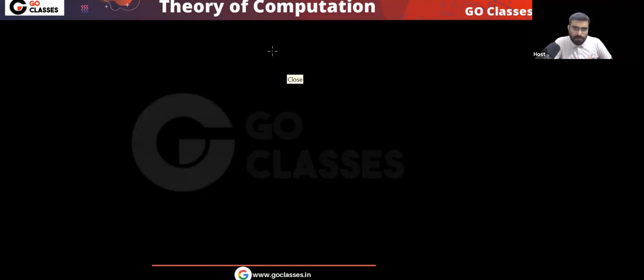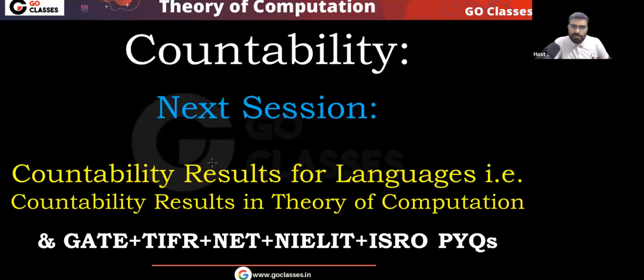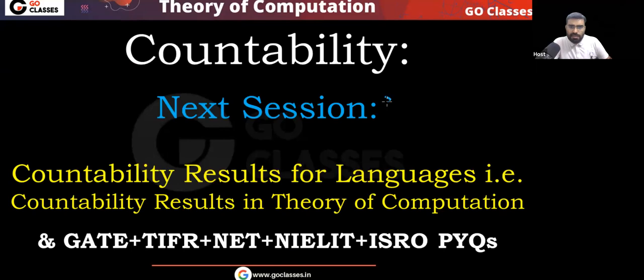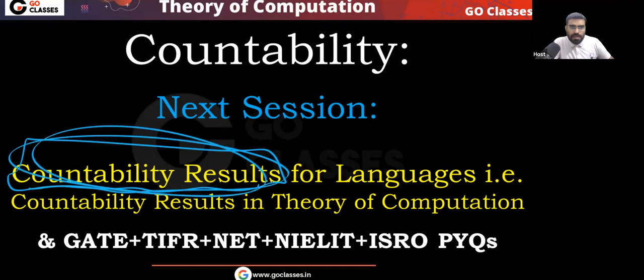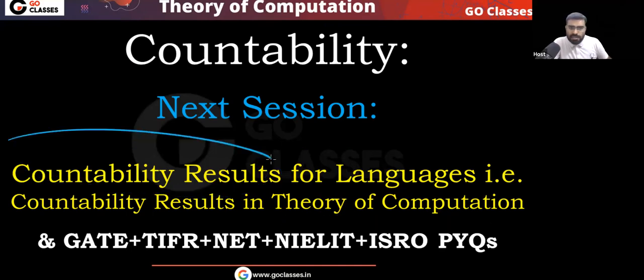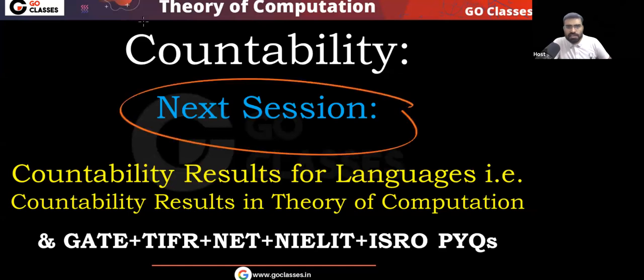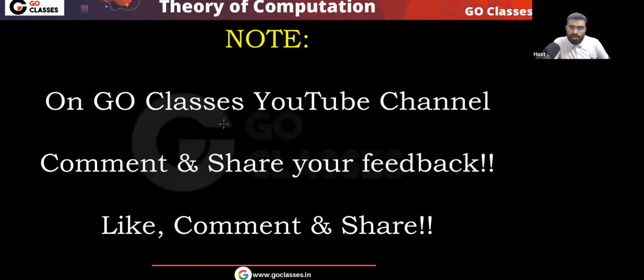So we have seen the proof, the variations, the questions, everything. Now one last topic remains, and that is countability results for languages in theory of computation. We will see this in the next session, and then we will see the previous year questions from exams like GATE, TIFR, NET, NIELIT, ISRO. I hope you understood everything so far.